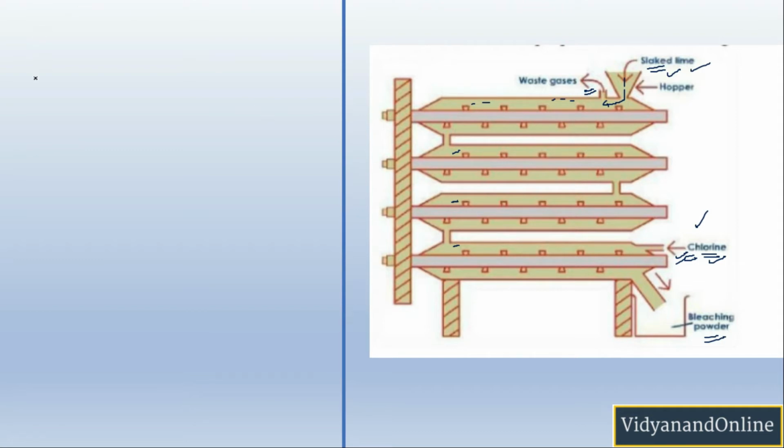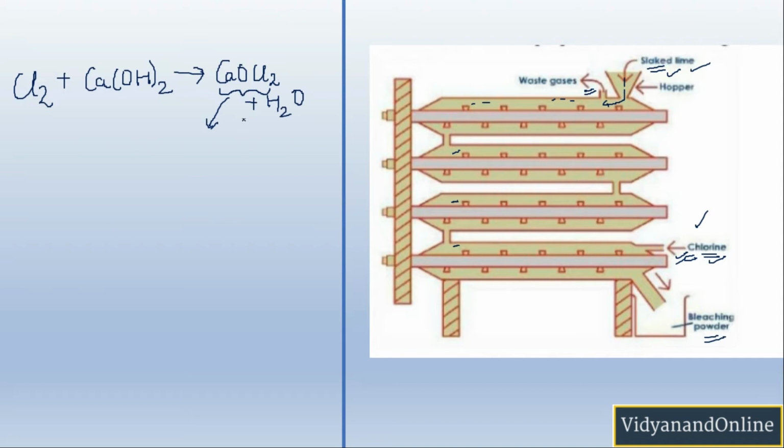So what reaction can we see here? We see that chlorine reacts with calcium hydroxide, which is dry slaked lime, in order to produce bleaching powder, which is CaOCl2, along with the formation of water. Now let me tell you, this is not the actual composition of bleaching powder. The actual composition of bleaching powder is quite complex. In order to simplify its representation, we make use of this formula. So this is bleaching powder.